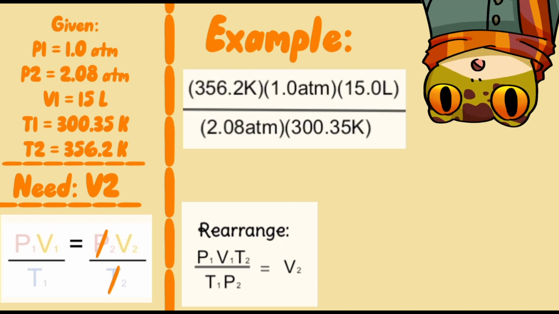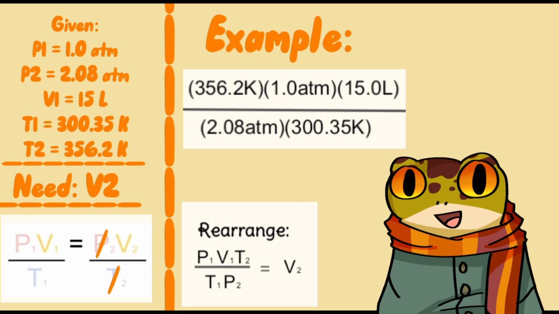When you're plugging that into the calculator, you have to make sure that you have brackets on each number to get the right answer, because if you don't, you might get a completely different answer. So you have to make sure that you have those brackets. And then after plugging it into the calculator, you get 8.6 liters.